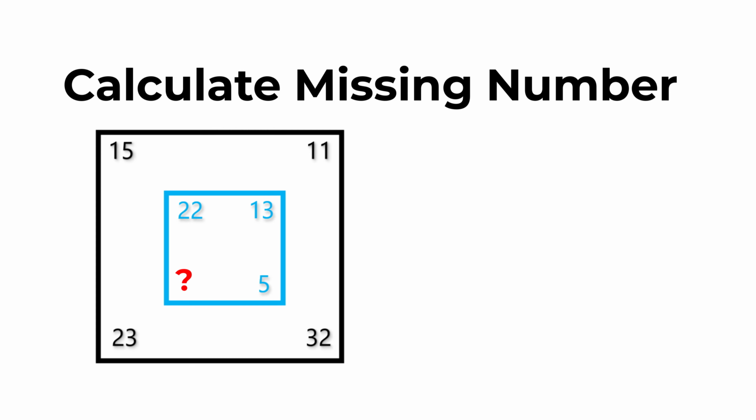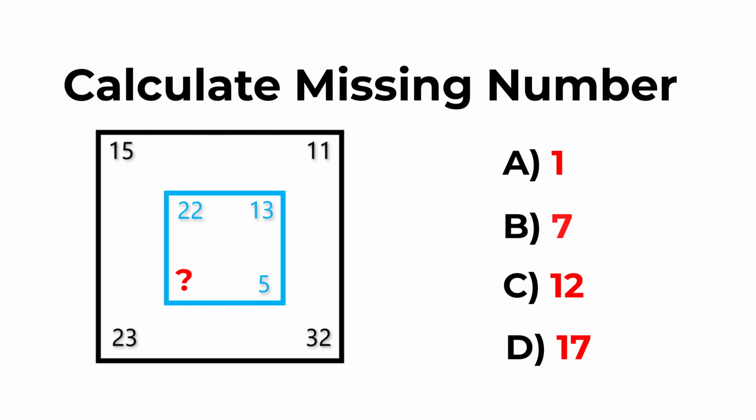You have 4 different choices. Choice A, 1, choice B, 7, choice C, 12, and choice D, 17. Do you see the pattern? Can you calculate the correct number?